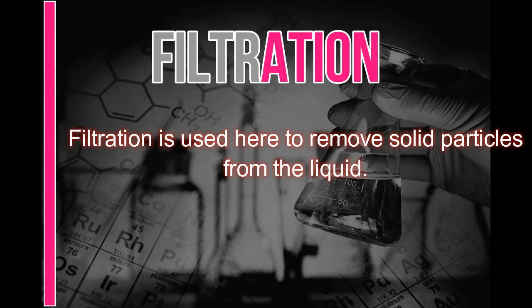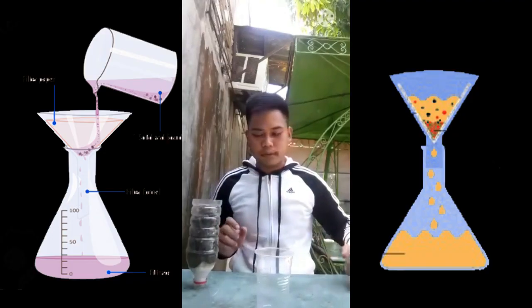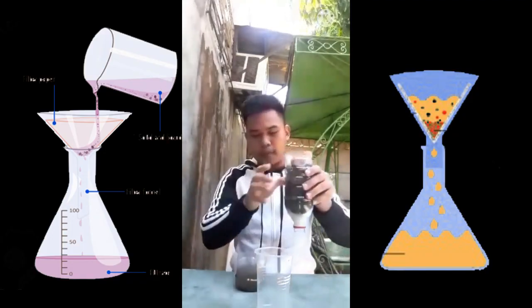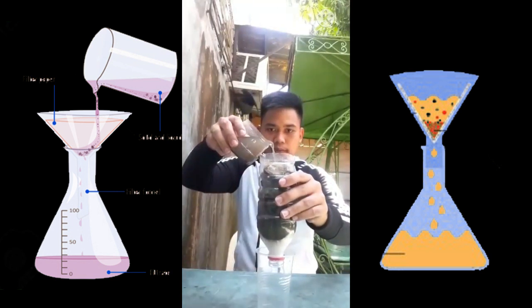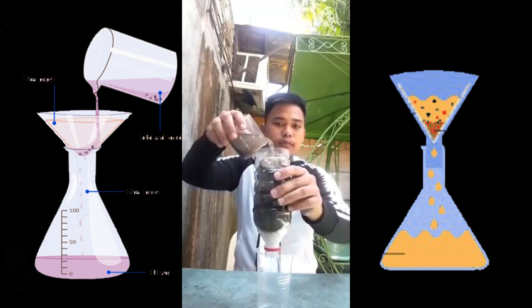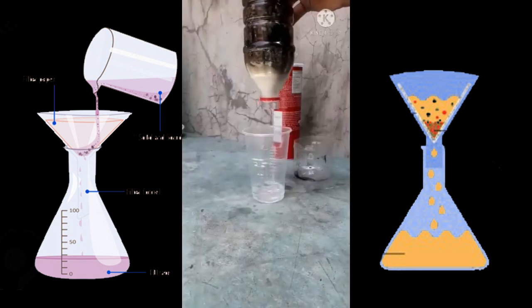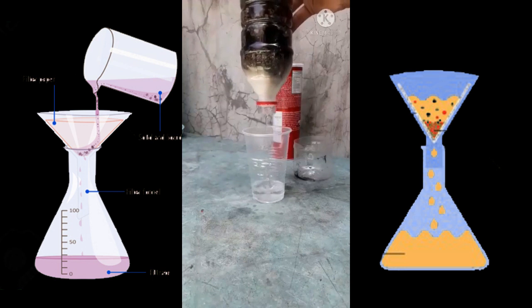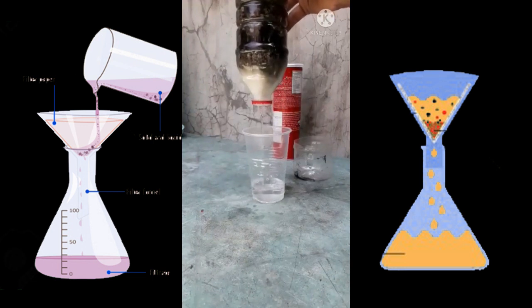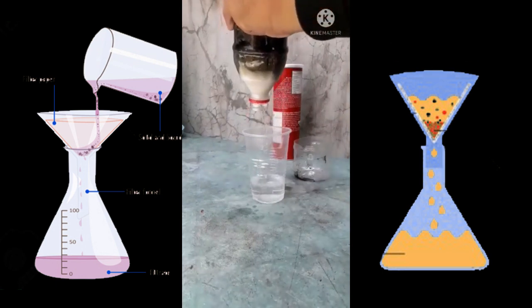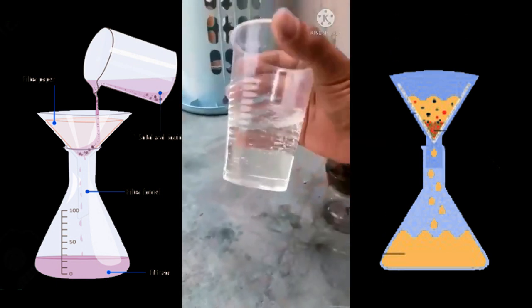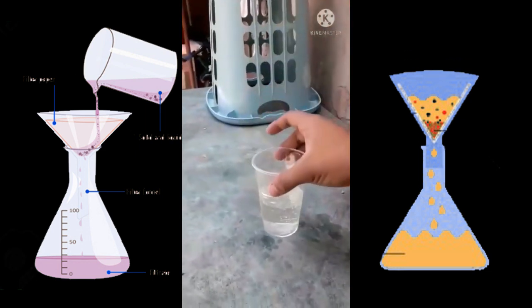Filtration is a technique in which an insoluble solid is separated from a liquid. For example, a mixture of sand and water. Filtration is used here to remove solid particles from the liquid. Various filtering agents are normally used, like filter paper or other materials. This is the filtered water.